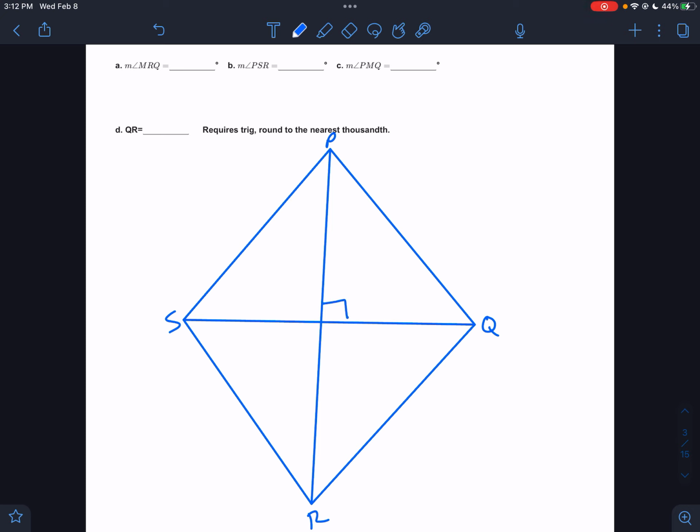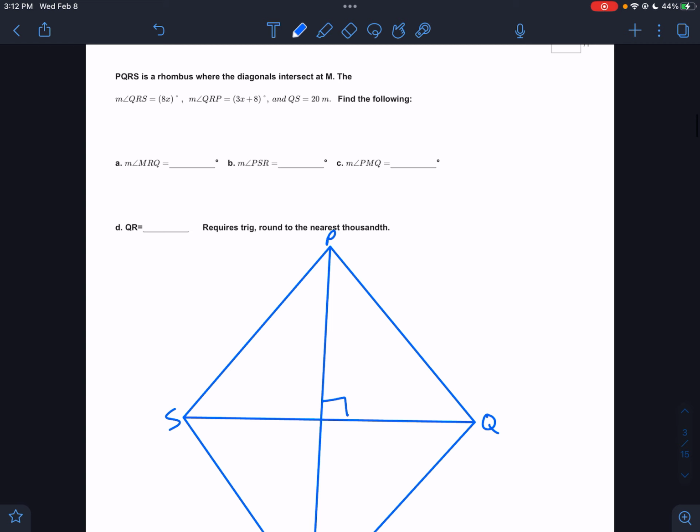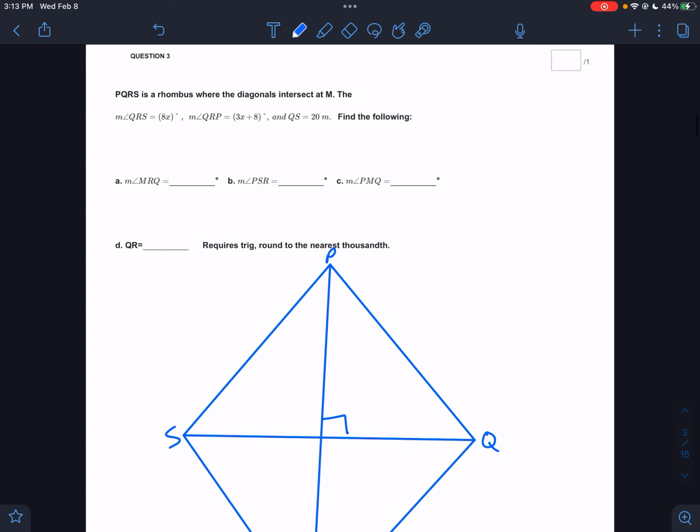It's a rhombus, so we know that the diagonals are perpendicular. We know all 4 sides are equal. We know the corners are cut in half. We know so much. Let's see what we need to use. It says QRS is 8x. Wait a second. That's an M here.